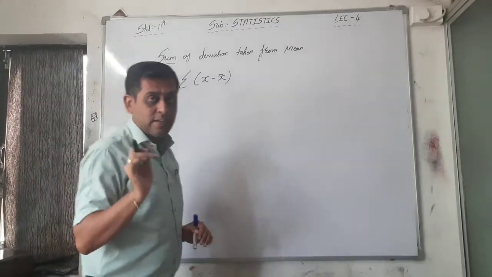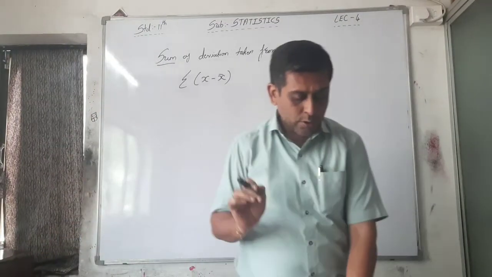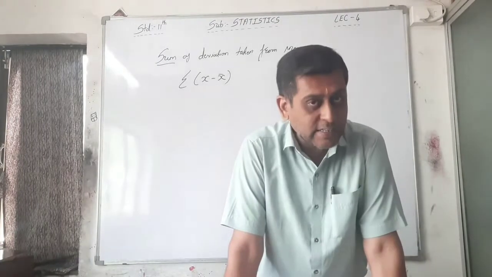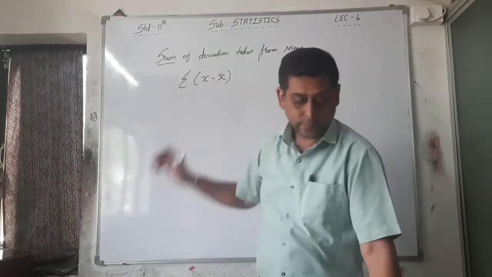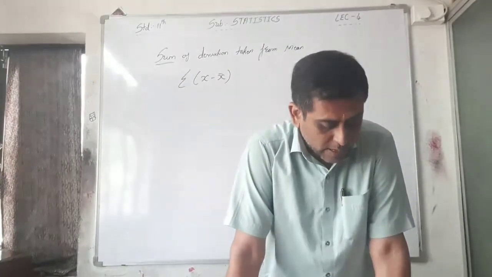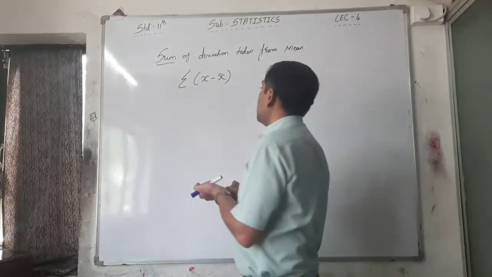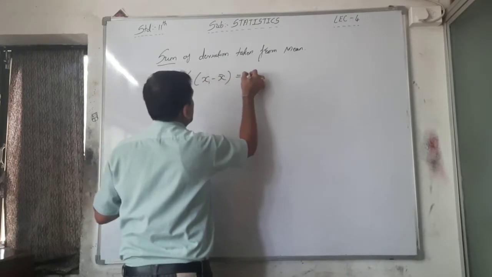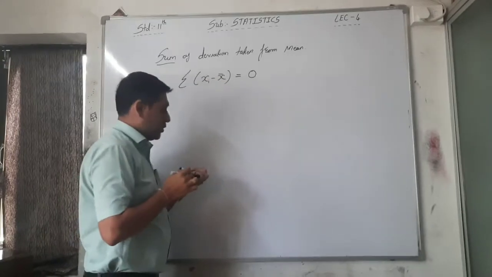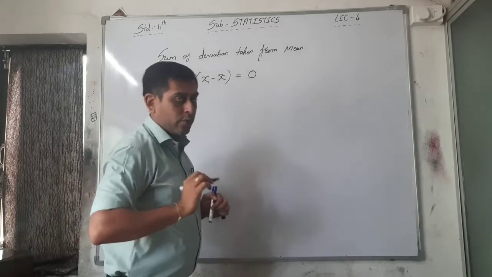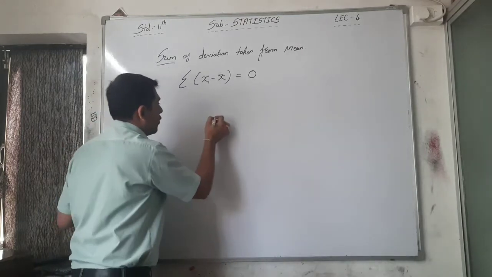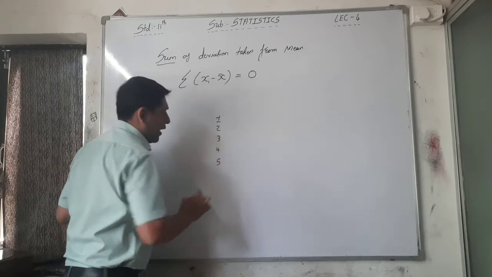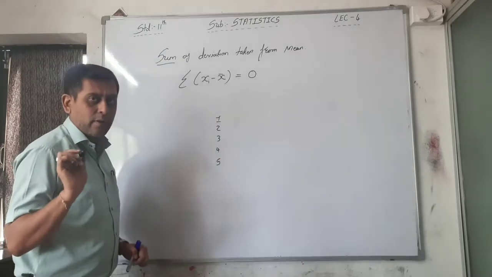x minus x bar. Okay, so here the deviation can be shown as xi minus x bar like this, and hence sigma x minus x bar, or you can say sigma xi minus x bar, over all the observations, is equal to zero always. See, I am saying that 1, 2, 3, 4, 5. I am giving a simple example here.